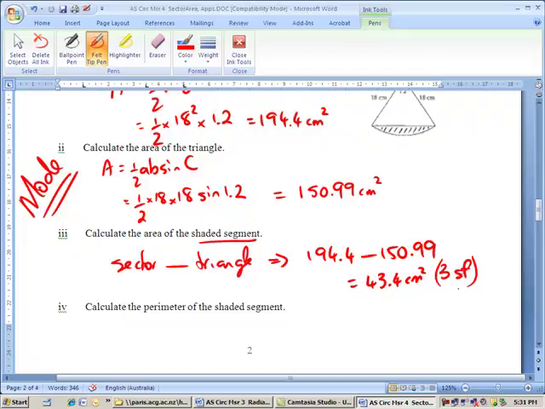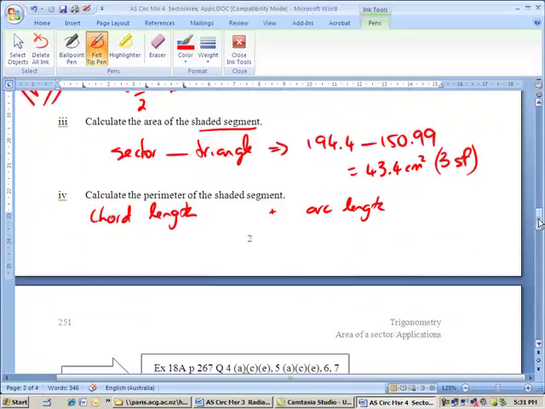Okay, just like the example we did earlier, to find the perimeter of a segment, we want to find the length of the chord and add to that the arc. So the chord, we're going to use the cosine rule.